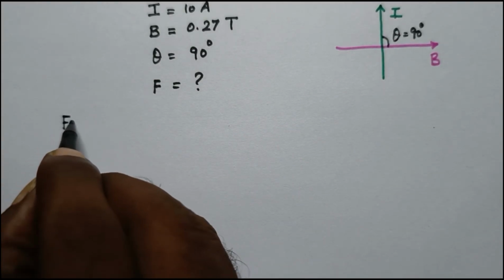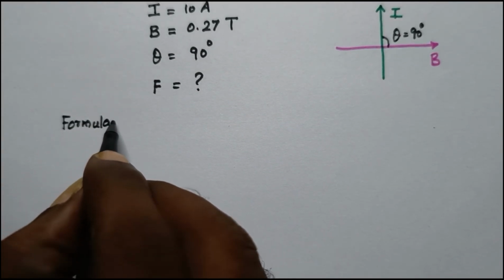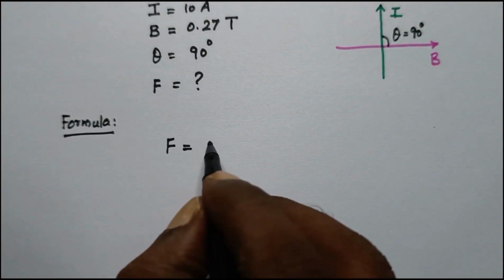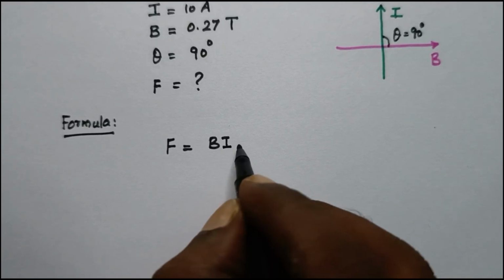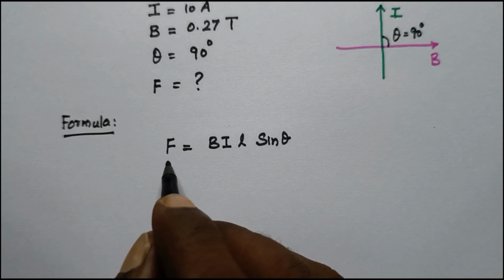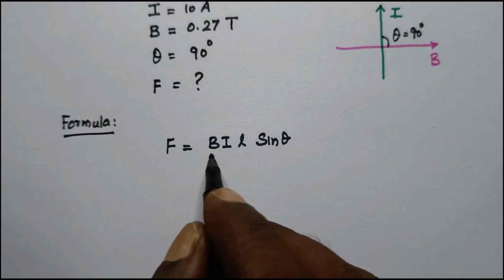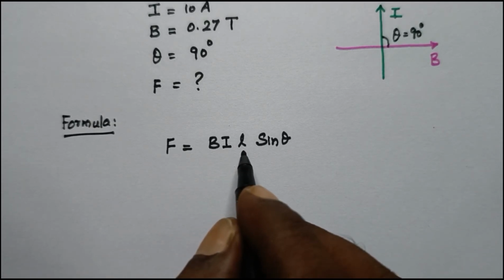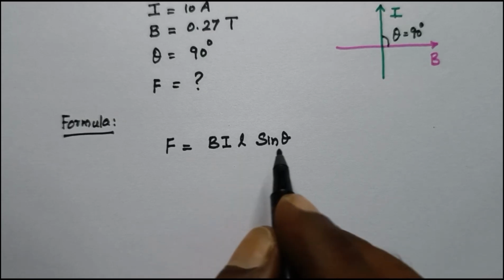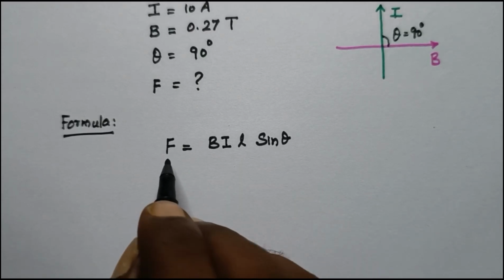So, the formula we are going to use is magnetic force F is given by the relation B I L sin theta. So this is the magnitude of the magnetic force experienced by the current carrying wire in a magnetic field. Here B is the magnetic field, I is the current, L is the length and theta is the angle between the current carrying wire and the magnetic field. We know the value of B, I, L, theta. Therefore we can find the value of F.